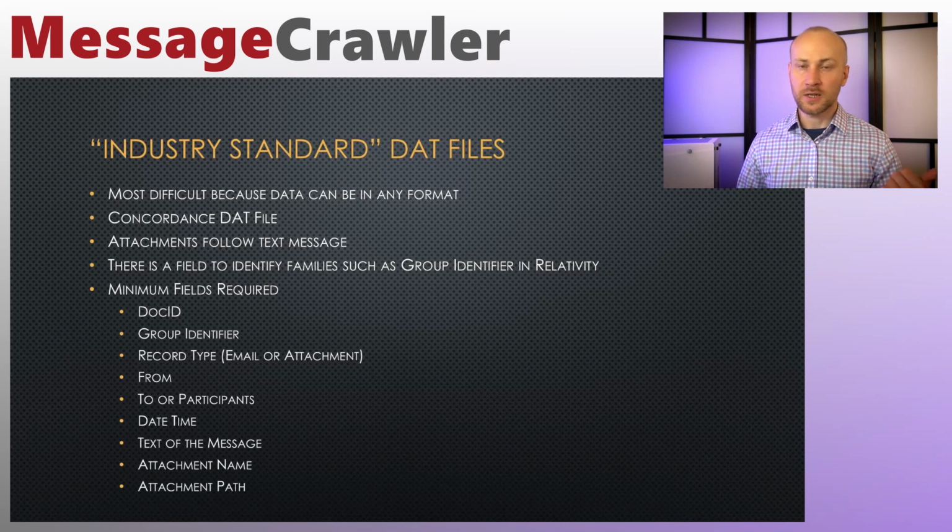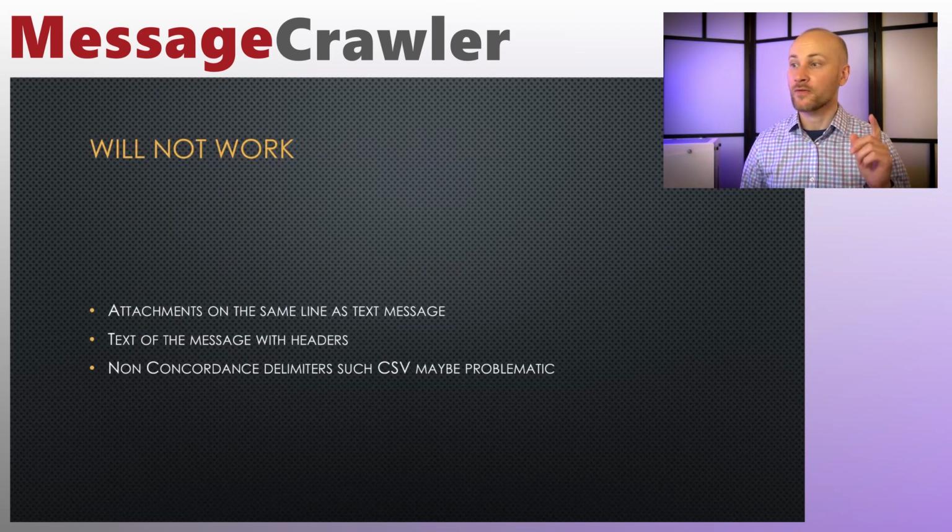We need to have our date and time, of course, because we need to know what time it was sent, and the text of the message. The text of the message could be the actual text, or it could be a path to it. Both options are supported. And for attachments, we want to know the path to the attachment and the name of the attachment so we can pull them in and embed them into the RSMF file.